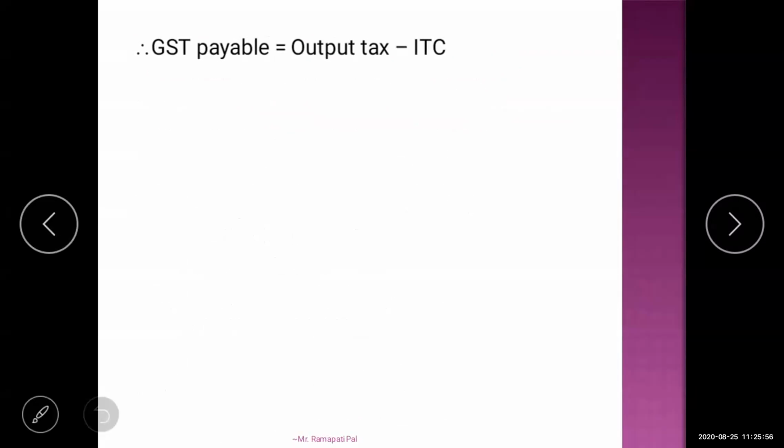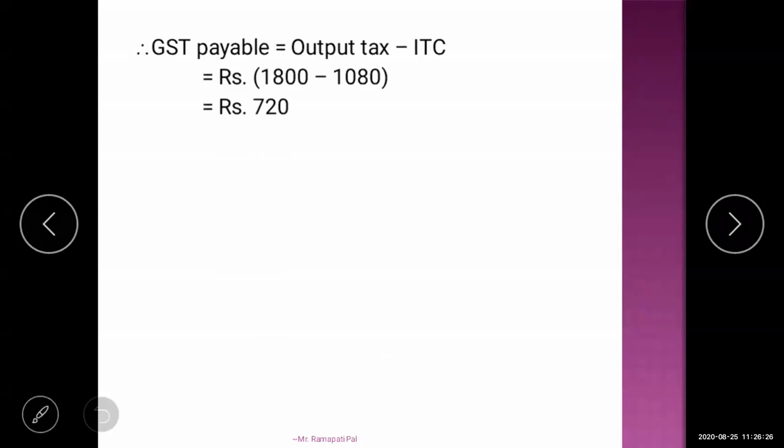GST is equal to output tax minus input tax. You know the value of output tax and the value of ITC, the input tax credit. That is 1800 minus 1080, which is rupees 720. So GST is rupees 720. Now we have to find out CGST and SGST.